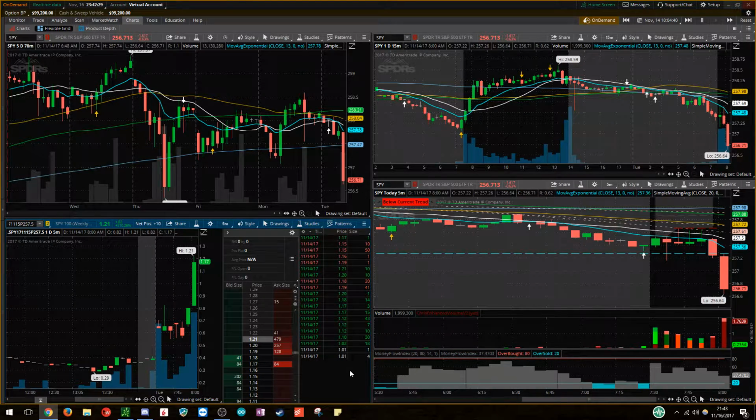The moment I see it get back up above, where do I want that to get back up above? That is a good question. There's 64. Let's see if it can push a little bit further down.